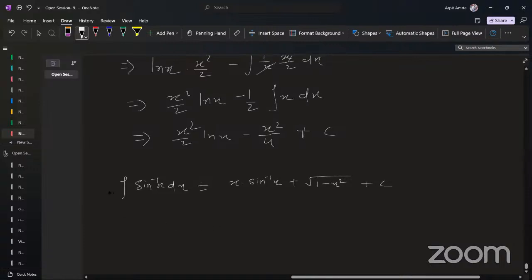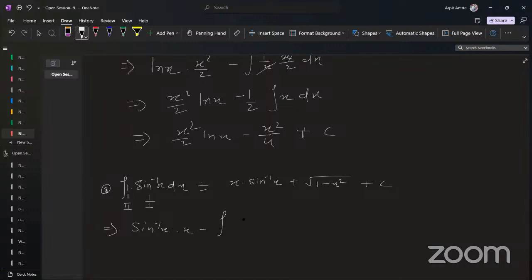Okay, so how will we solve this? Multiply by 1 and take the 1 as the second function. This is nothing but 1 into something, right? So we take this as the first function and this as the second function. It will be the first function, then the integration of the second function, which is x. As you can see, the integration is easy after introducing integration by parts.